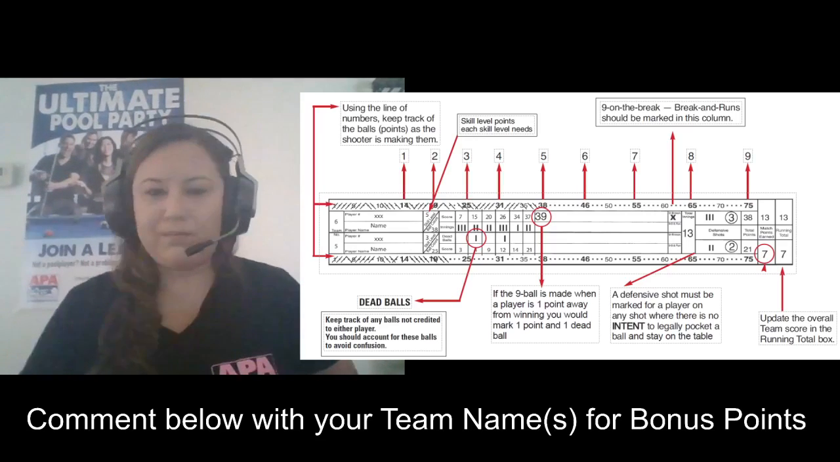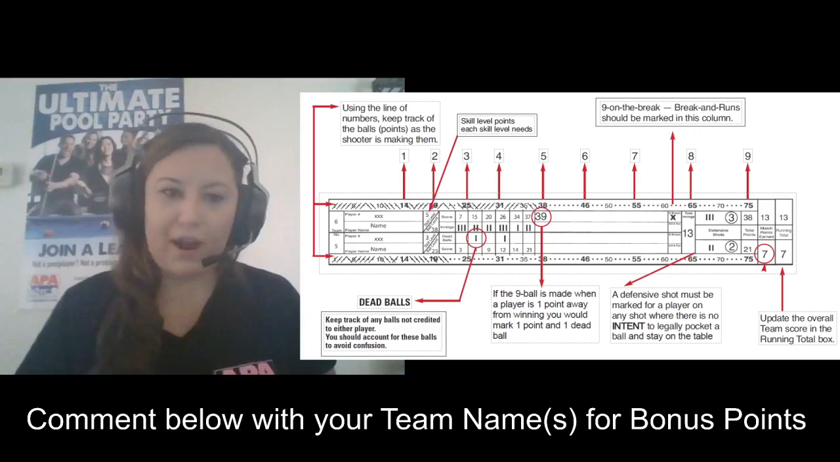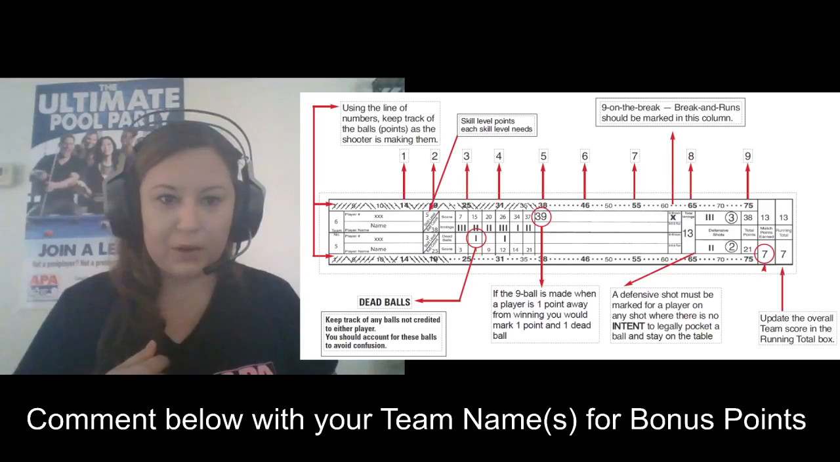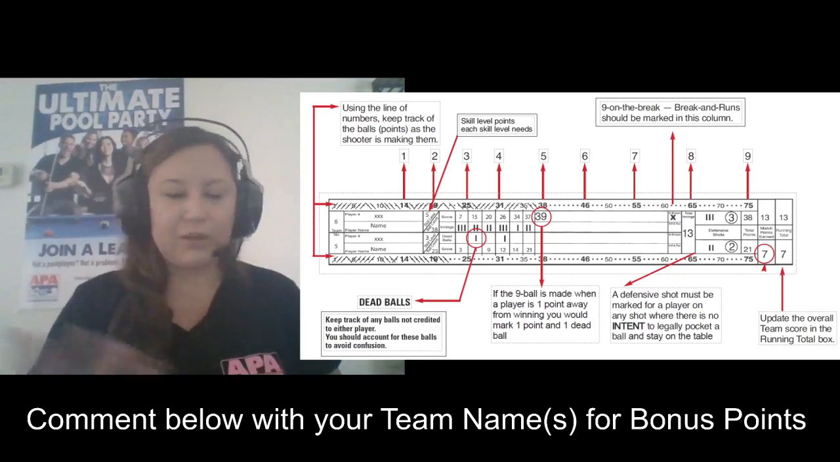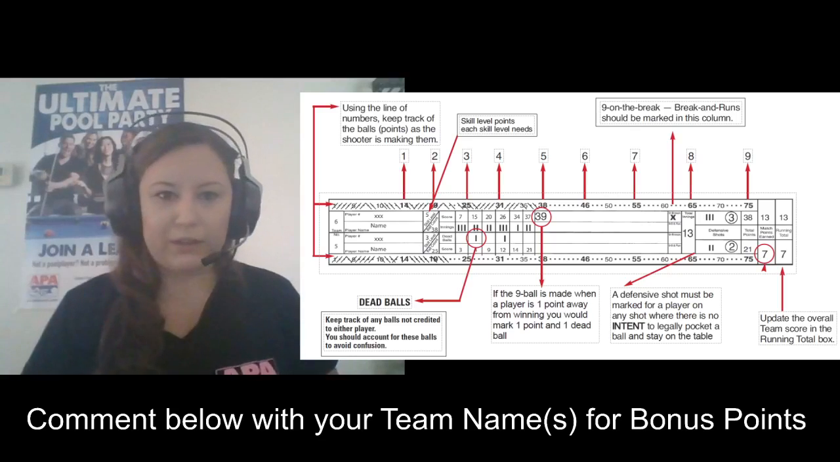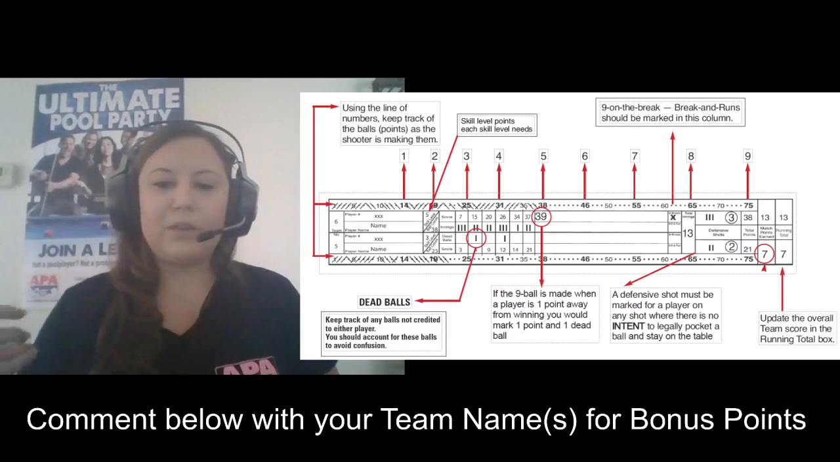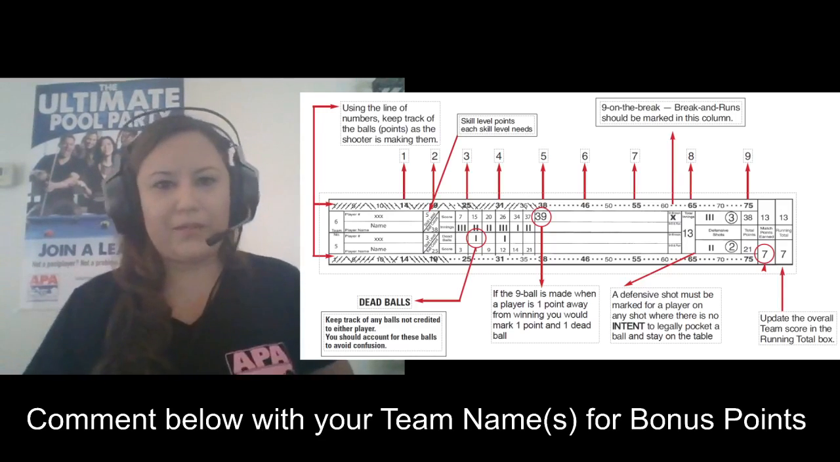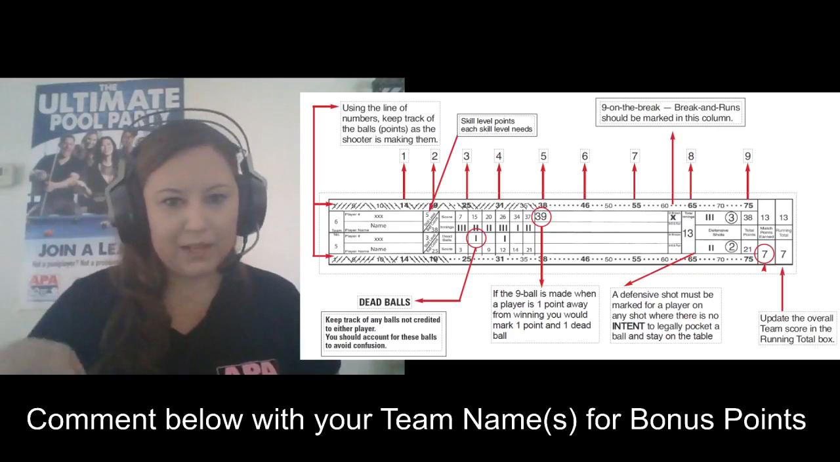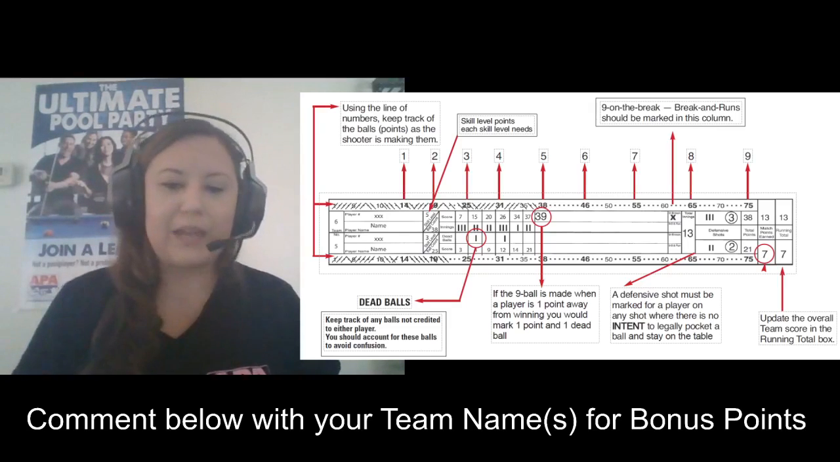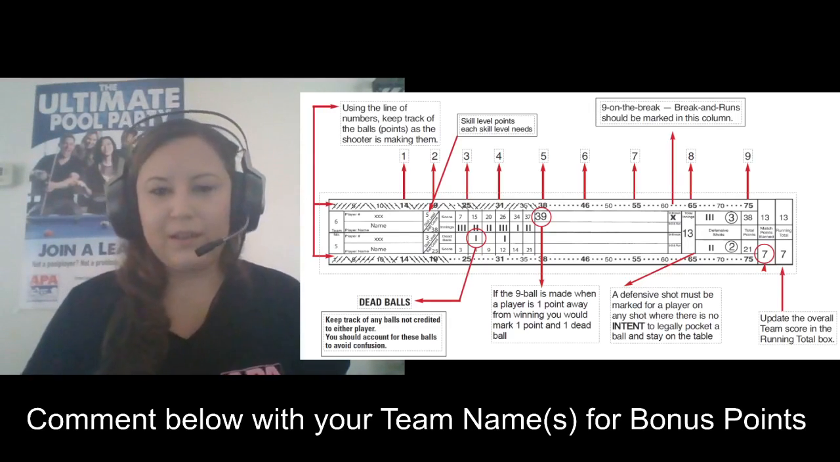So let's say I break, I make a ball, but then I scratch. I don't get credit for the ball that was made because I scratched. That ball stays down, and my opponent gets ball in hand. We don't want to come out later and be like, wait, we only have 9 balls, what am I missing? If you mark the dead ball, then you'll still total up to 10, and you won't have any issues.